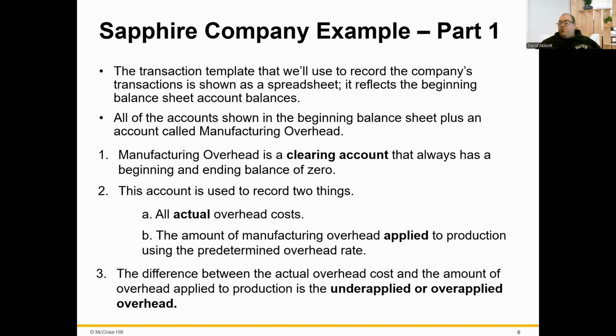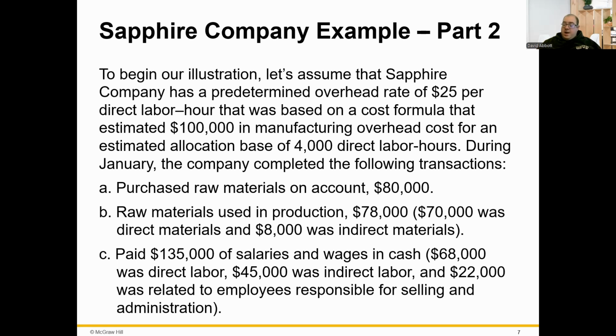So this account is used to record two things: all the actual overhead costs, and the amount of manufacturing overhead that was applied to production using the predetermined overhead rate. And the difference between the actual overhead and the amount of overhead that was applied to production is either the underapplied or the overapplied overhead. So let's see.